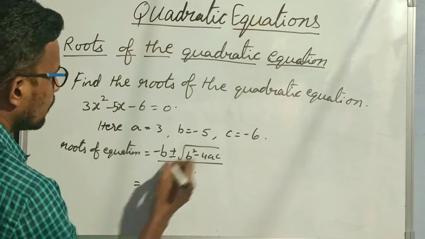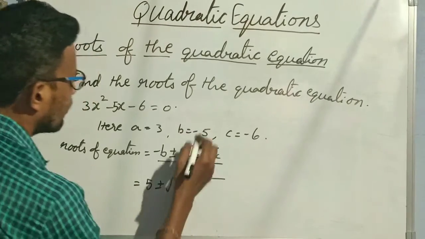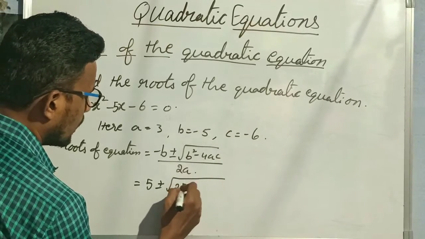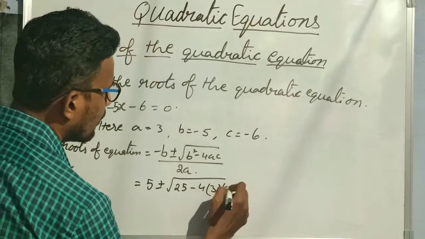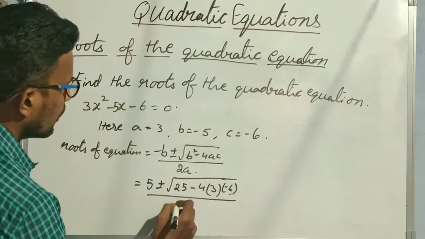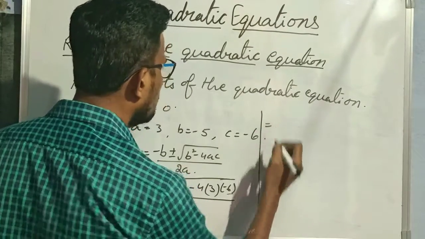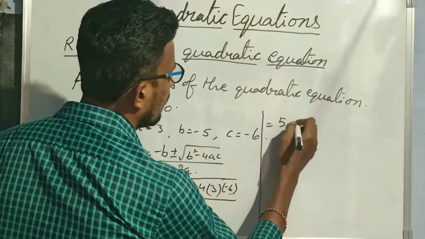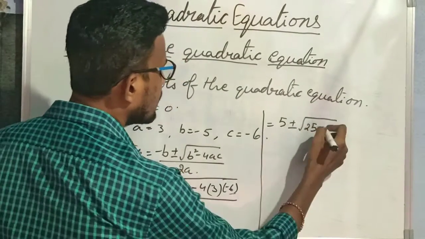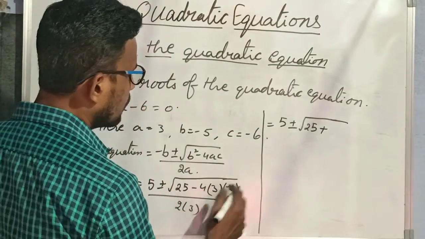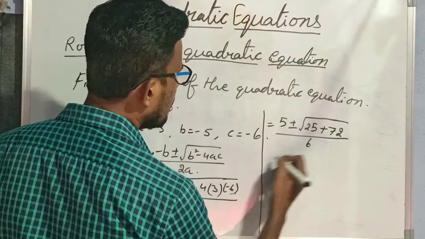So that is equal to minus b, minus of minus 5 is 5, plus or minus square root of b square, minus 5 whole square is 25, minus 4 into a value is 3, into c value is minus 6, divided by 2 into 3. So this is equal to 5 plus or minus square root of 25 minus into minus plus 4 3 is 12, 12 6 72, divided by 2 into 3 is 6.